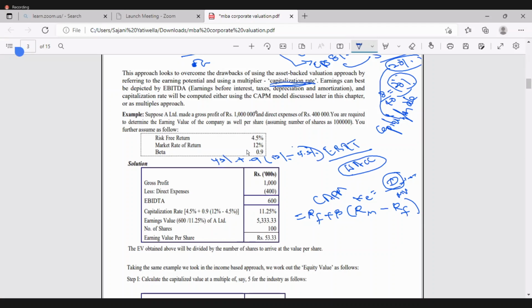Then this value can be capitalized taking 11.25%. Then 600 divided by 11.25%, the value becomes 5,300.2. And then with the number of shares, 100,000, the per share value becomes 53.3.